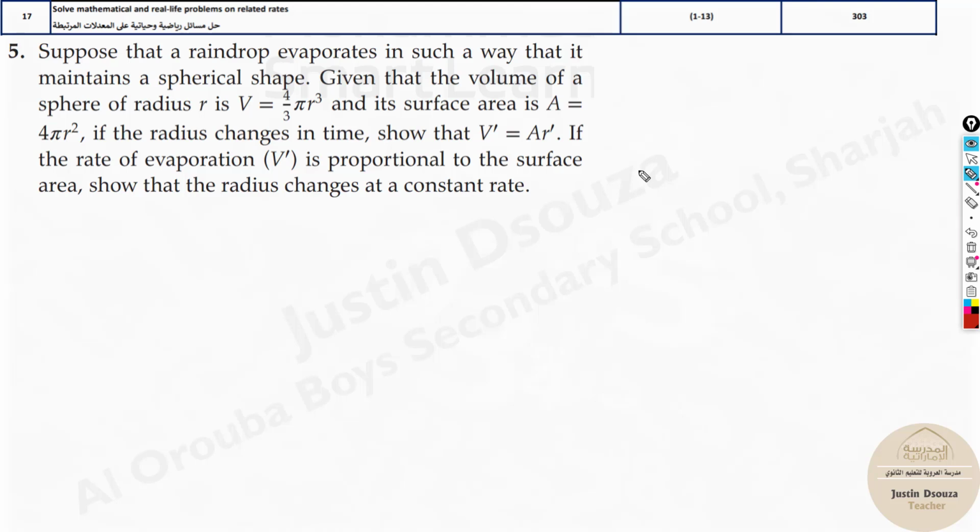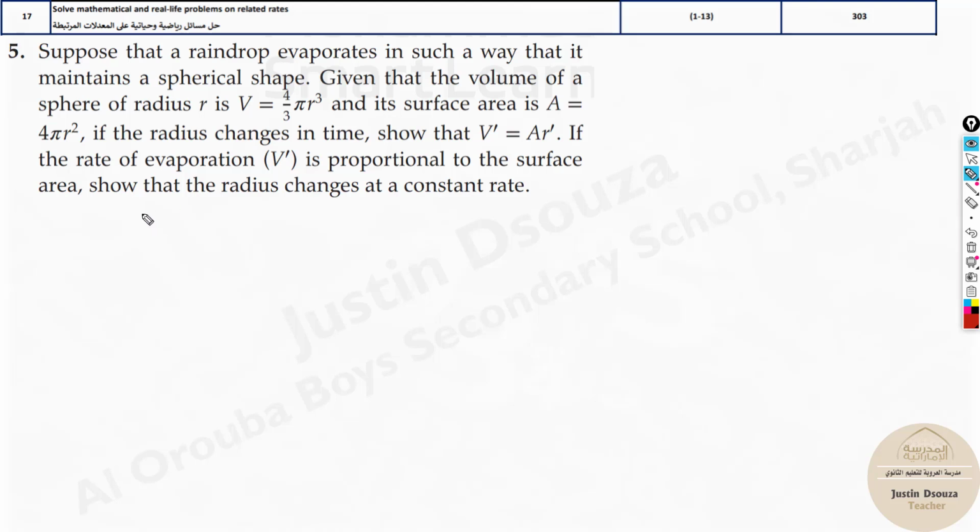Here we have been told that a raindrop evaporates in such a way that it maintains a spherical shape. Given that the volume of a sphere of radius r is V equals 4 by 3 pi r cube, and its surface area is also given, that is 4 pi r square. If the radius changes in time, show that V dash, that is the rate of volume, is equal to area times rate of radius. If the rate of evaporation V dash is proportional to the surface area, show that the radius changes at a constant rate. Okay, there are too many things. I read it all out, but it's better you split it part by part.